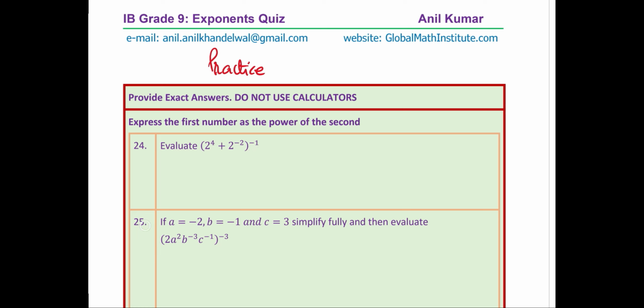And question number 25 is, if A equals minus 2, B equals minus 1, and C equals 3, simplify fully and then evaluate. So there are 2 parts to this. Simplify fully and then evaluate. And these are also 3 marks each. So the key here is to practice, practice, and practice.